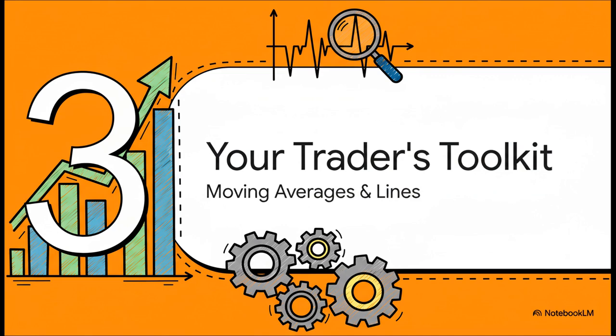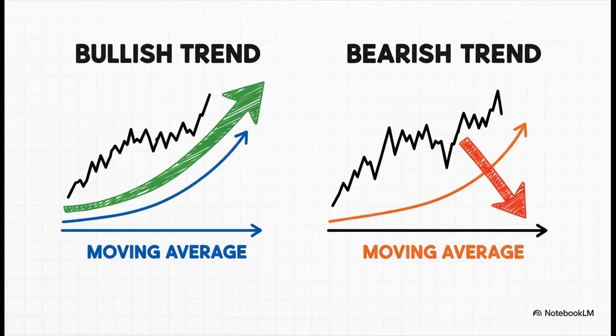These indicators are going to help us quantify the trend and confirm what we think we're seeing, which helps take some of the guesswork out of the equation. A moving average is one of the most reliable tools in the box. Just think of it as a smoothed out price line. We don't need to get lost in the math here. The only thing that really matters is the slope.